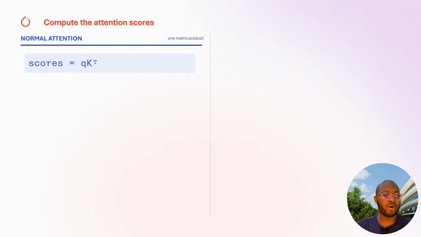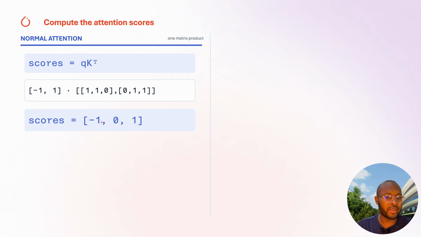Let's continue. Normal attention computes the query times K transpose for all of the inputs that we have. Let's say after doing that, we get this: minus 1, 0 and 1. So minus 1, for example, is the score for GPU. This is the score for runs, and this is the score for fast, for example.